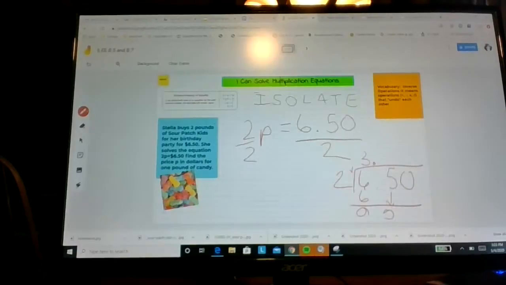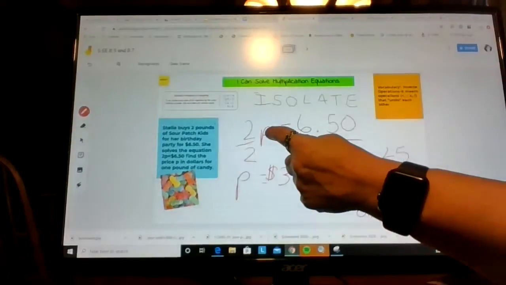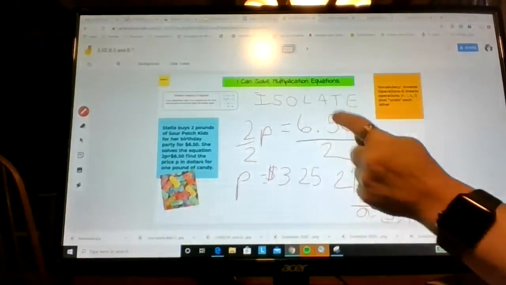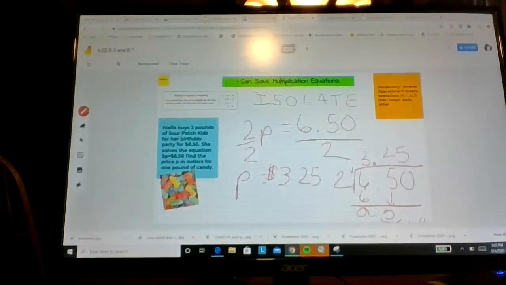I'm going to run out of room, boys and girls. 2 goes into 5 2 times. So if I subtract 4, that leaves me with 1. And I'm going to bring down my 0. You're just going to have to imagine. And that would be 5 times. So p is going to be equal to $3.25. 1 pound will be $3.25. That means 1 pound, which is the p, times 2 makes $6.50.